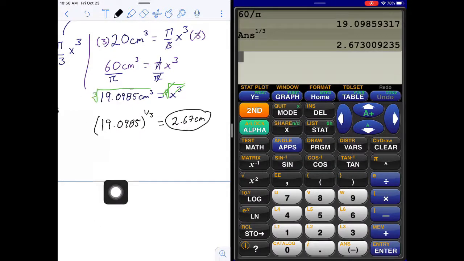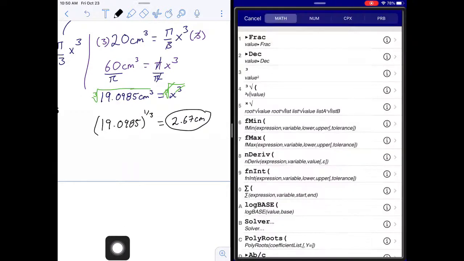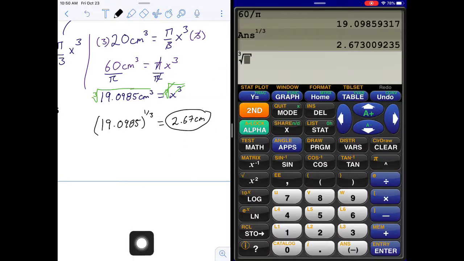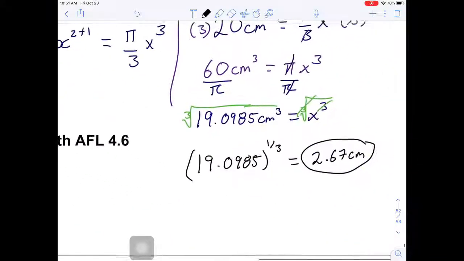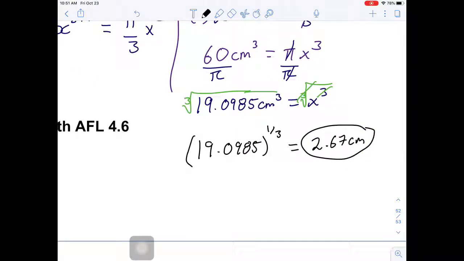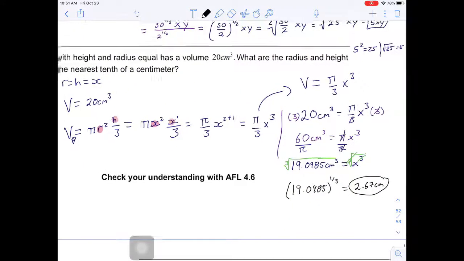I could have also plugged this into my calculator. Remember, you press math 4 to get a cube root, and you could plug in 19.0985, and you'll get the same solution. Okay, so we get the same thing doing it just in a different method. One I'm using radicals, the other one I'm using exponents. But either way, that's how to do a problem like that.